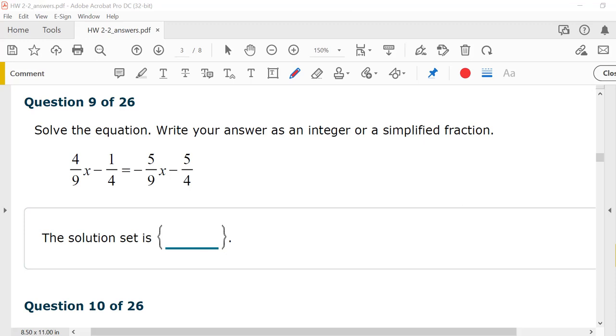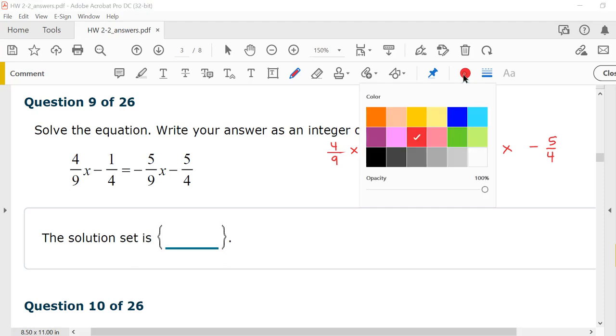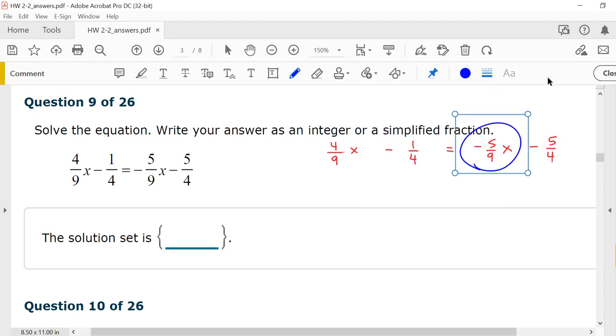All right, number 9. It's the exact same as number 8. We just have fractions, but that's okay. We're going to write 4/9 x minus 1/4 equals negative 5/9 x minus 5/4. First thing to do, get this to the left. So instead of subtracting 5/9 x, I'm going to add 5/9 x to both sides.